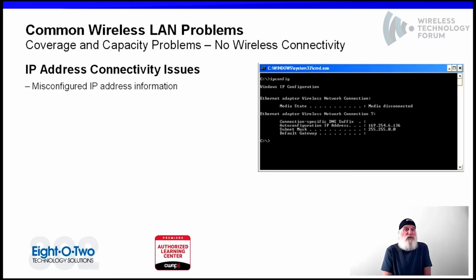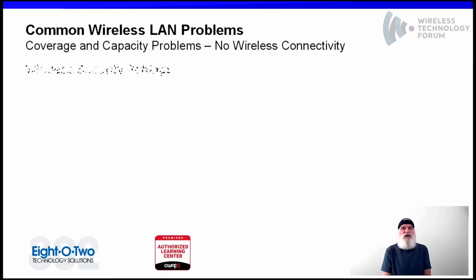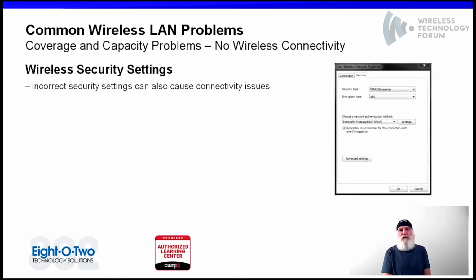So maybe the client was set to the wrong type of IP address, static versus dynamic through DHCP. A static IP address must be manually configured. That's one that is put on the device with all the proper settings, where a dynamic IP address is one that's issued through DHCP services. This is going to issue an IP address, subnet mask, default gateway, and other important IP information. Again, wireless security settings, incorrect security settings can cause various connectivity issues. I had mentioned pre-shared key earlier. For example, incorrect security settings can also cause connectivity issues.